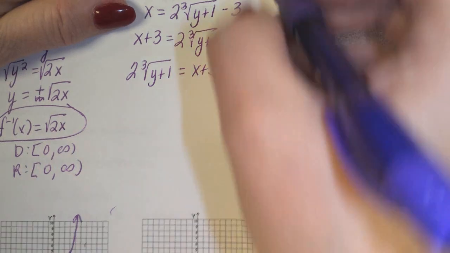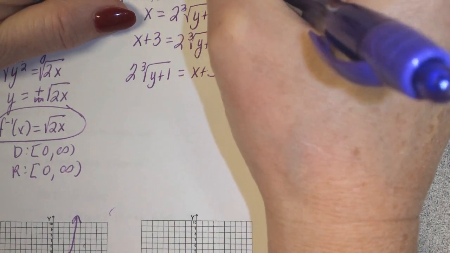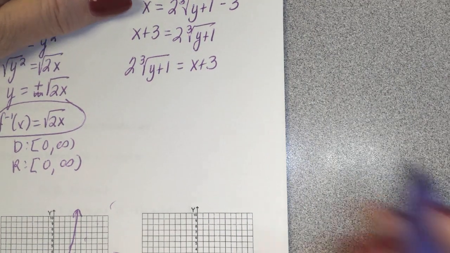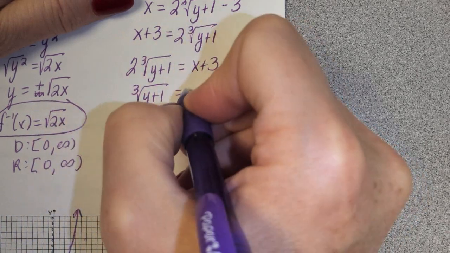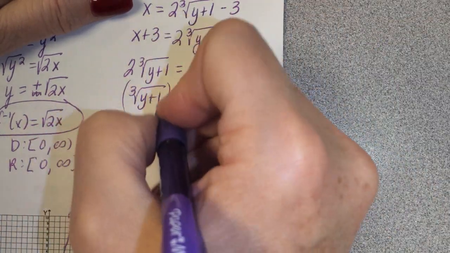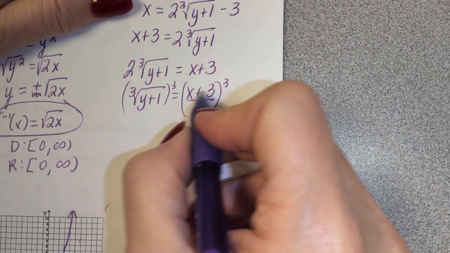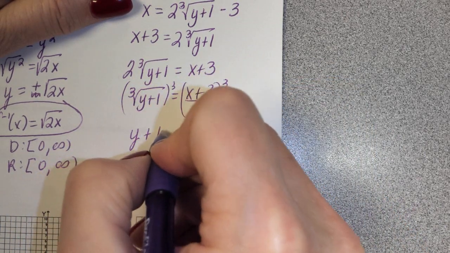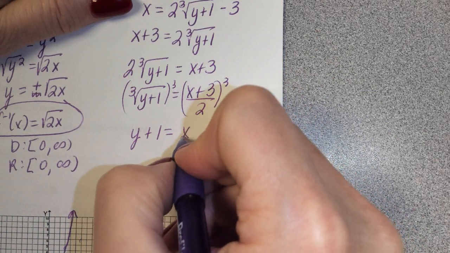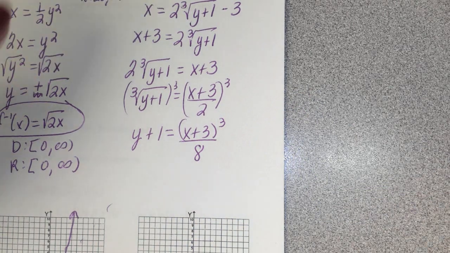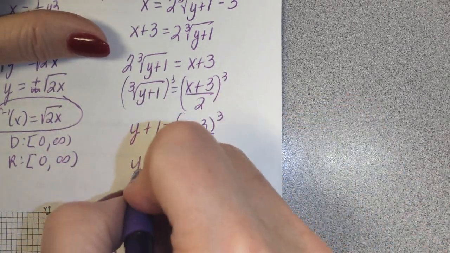All right, so now continuing on. Domain was negative infinity to infinity. Range was negative infinity to infinity. Solving, I'm going to divide by 2. Cubing both sides. I don't want to cube this out. Just leave it as it is. If I cube a cube root, I get y plus 1. This is going to be x plus 3 cubed over 8. Now I'm going to want to subtract 1.